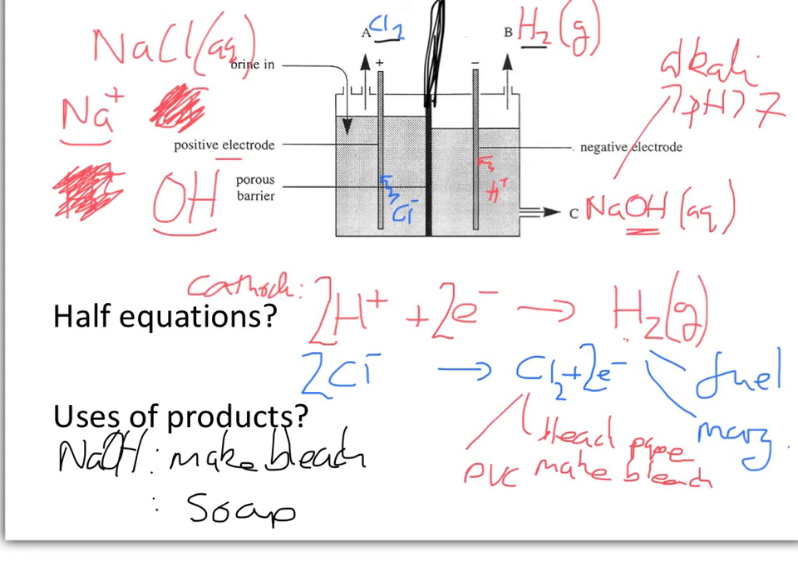I should have just mentioned something more about this barrier here. I didn't really talk about it being porous. I said the barrier was needed to stop the chlorine and the hydrogen from reacting, but the wonderful thing about the barrier also is that it's porous, and porous means that liquids can flow through it. So the barrier stops the chlorine and the hydrogen reacting, but it also allows the solution to flow through.